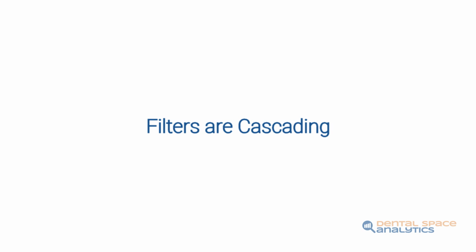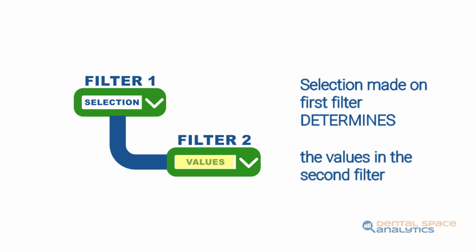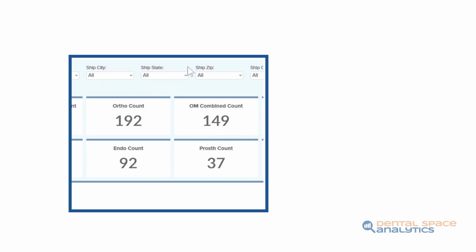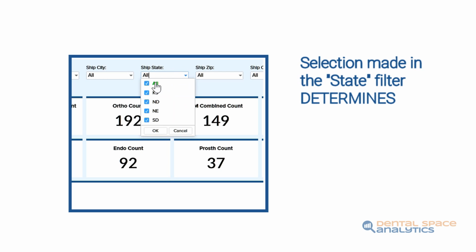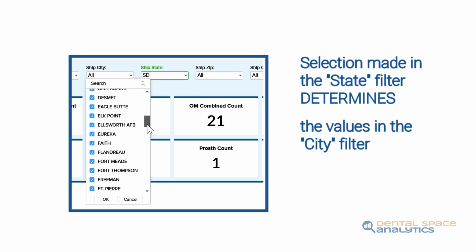Filters are cascading. Cascading filters are ones where the selection made on the first filter determines the values available on the second filter. For example, selecting only South Dakota in the state filter would then populate the city filter with cities only in South Dakota.